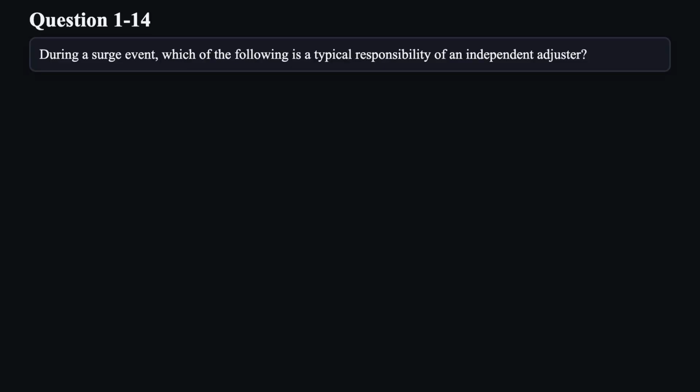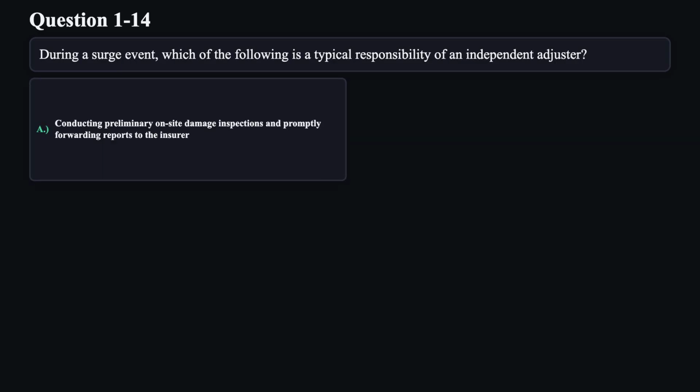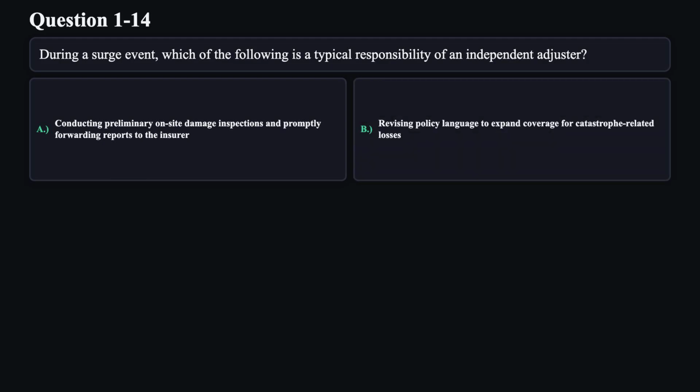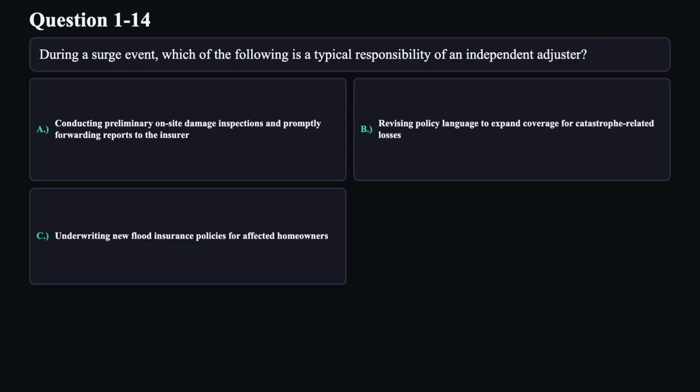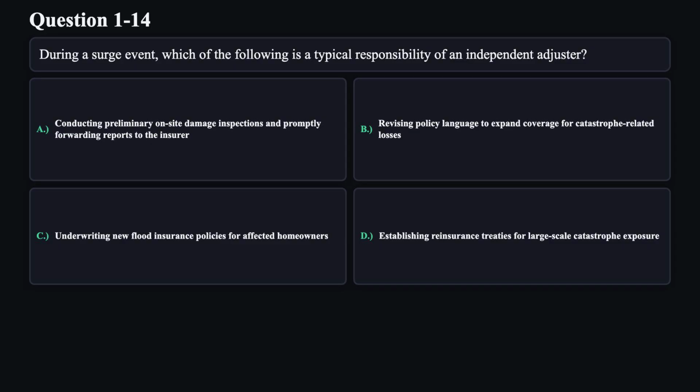Question 14. During a surge event, which of the following is a typical responsibility of an independent adjuster? A. Conducting preliminary on-site damage inspections and promptly forwarding reports to the insurer. B. Revising policy language to expand coverage for catastrophe-related losses. C. Underwriting new flood insurance policies for affected homeowners. D. Establishing reinsurance treaties for large-scale catastrophe exposure.